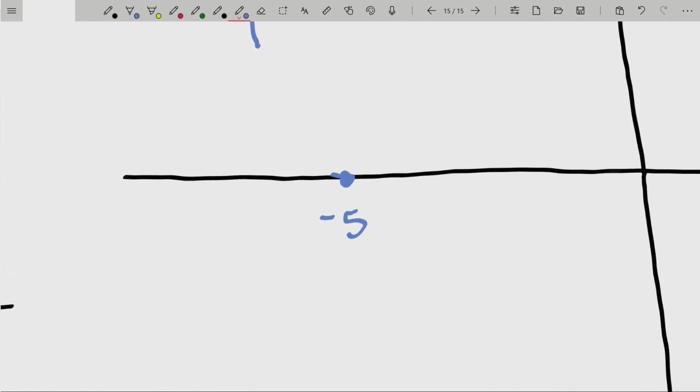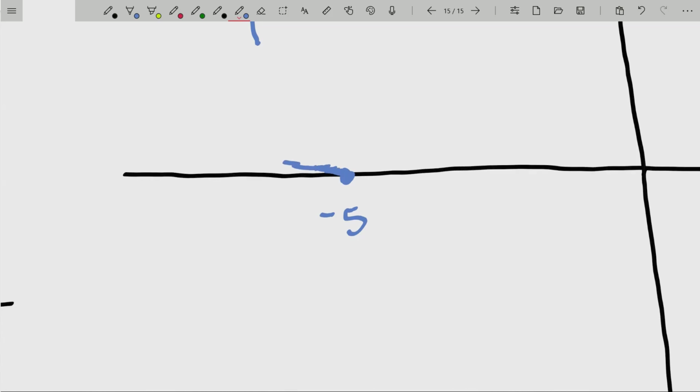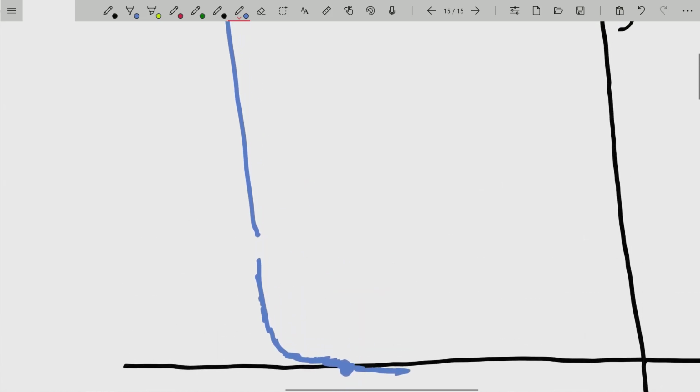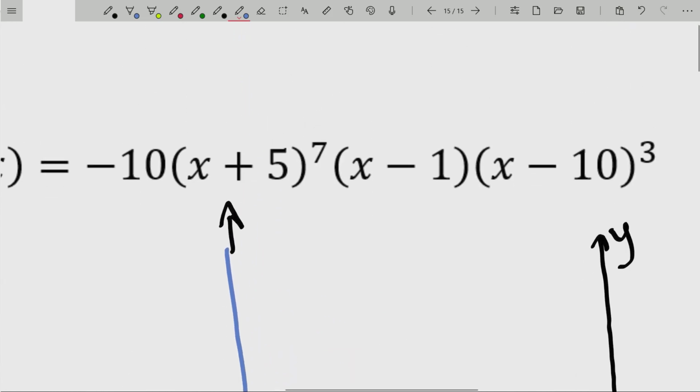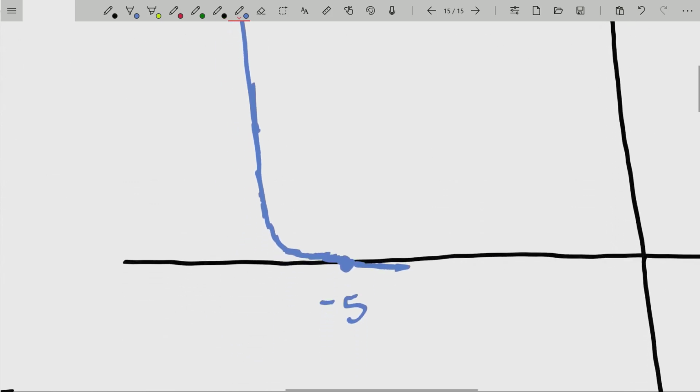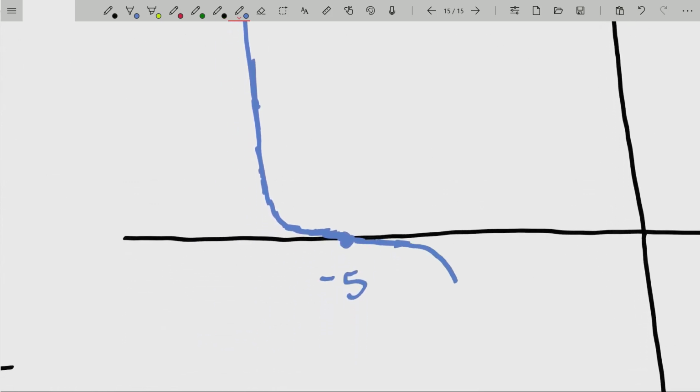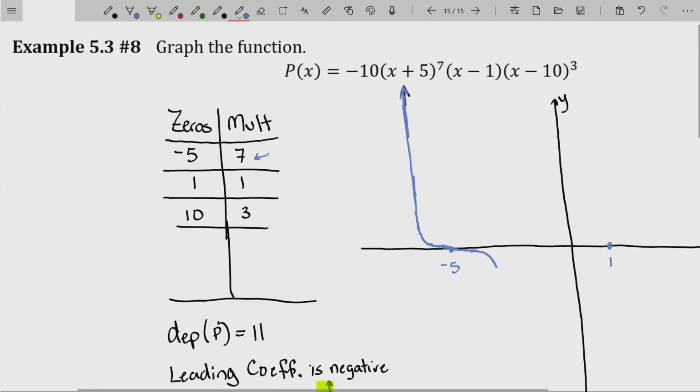So it's going to want to look like this, and notice how I do this. I spend a little bit of time near the zeros just trying to get it to be flat here. And then once you get away from that zero, it'll start rocketing up. Actually, it accidentally matches up with my arrow, so that works out well. And then on the other side here, it's just going to fall.